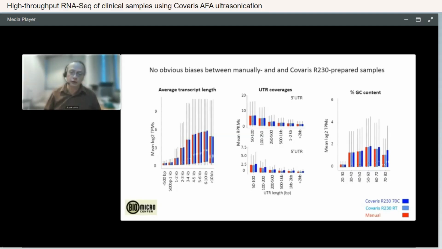How about UTR lengths? It doesn't matter in terms of UTR coverage at the 3' ends of genes. If they're short UTRs or long UTRs, we're seeing equal amounts of coverage, both on 5' UTRs and on 3' UTRs. GC bias, of course, there's always some GC bias with RNA-seq, but we're not seeing any difference with how we're doing the fragmentation. Maybe a little bit different at the high GC if we're doing the 70-degree treatment.